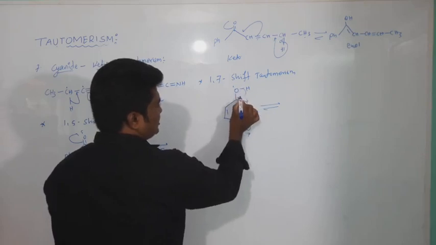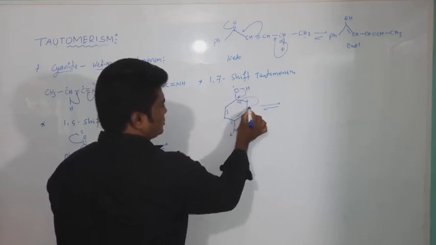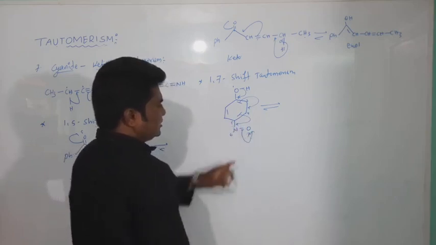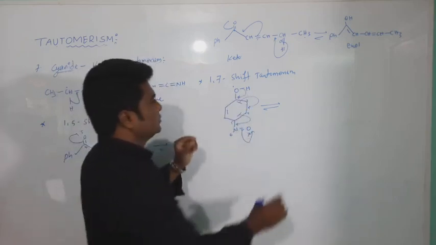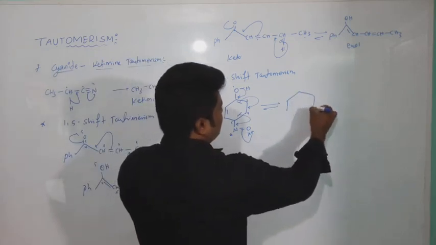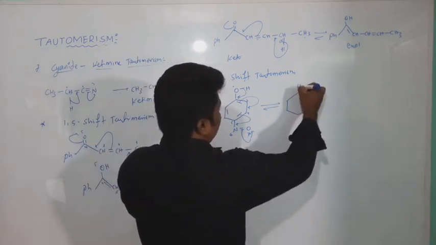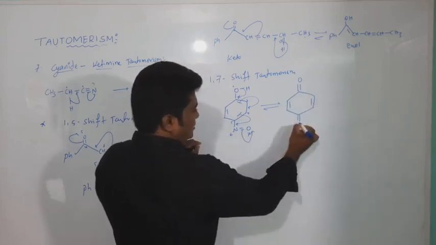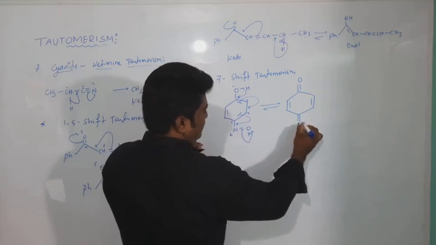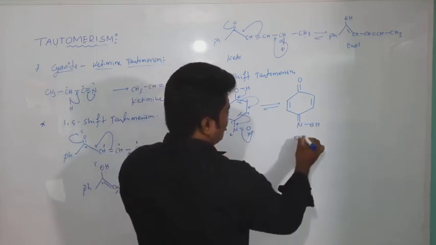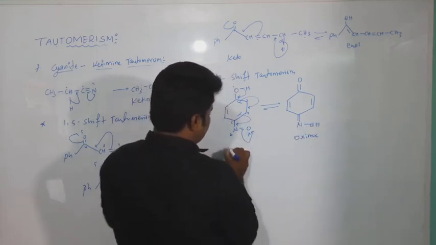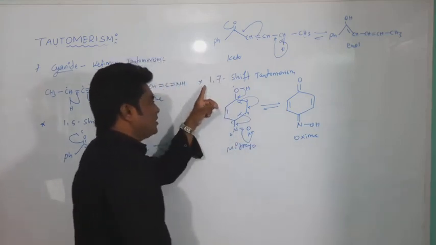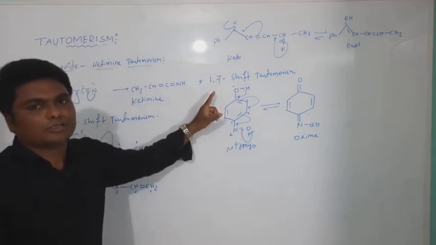So this hydrogen is involved in the resonance. Now the pi electron is transferred here, and this pi electron is transferred to here. Then oxygen gets the negative charge, and that negative charge will take this hydrogen atom. Now see what happened: a carbonyl group is generated, and there is a double bond between this nitrogen and this benzene ring. Now this is OH, so this is the oxime, and this is the nitroso. Okay, nitroso-oxime, and this is 1,7 shift tautomerism.